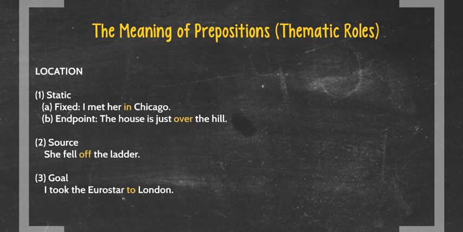"To" is very common. But notice if you say, I flew from Brussels to Berlin: from Brussels, the source, to Berlin, the goal. So you can have more than one meaning in the same sentence. So you have to be very careful.